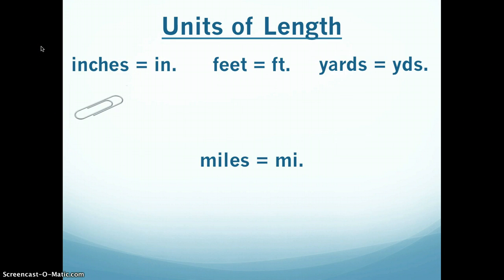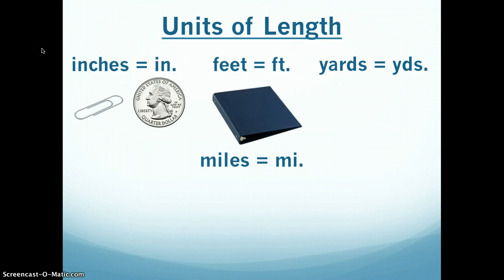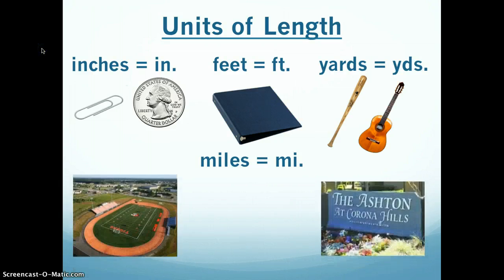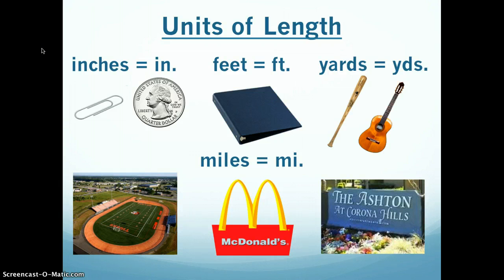1 inch can be represented by the length of a paper clip or even the width of a quarter. 1 foot is about the size of your binder, slightly smaller than a piece of paper. A yard could be represented by the length of a baseball bat or even a guitar. And 1 mile is about 4 times around the track at McKinley, or the distance from McKinley to the Ashton Apartments or to McDonald's.